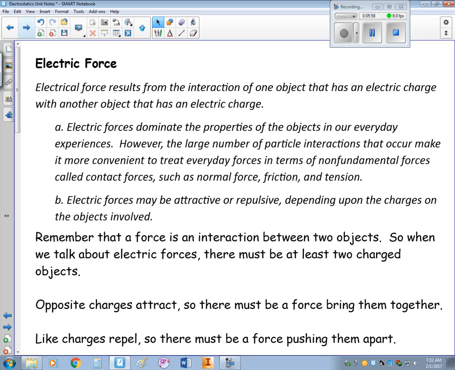Okay, I mentioned earlier about electric forces, especially forces within a closed system. Electric forces result from the interactions of one object that has an electric charge with another object that has an electric charge. These electric forces dominate the properties of the object in our everyday experience. But the large number of particle interactions that occur make it more convenient to treat everyday forces in terms of non-fundamental forces called contact forces: normal forces, friction, tension.